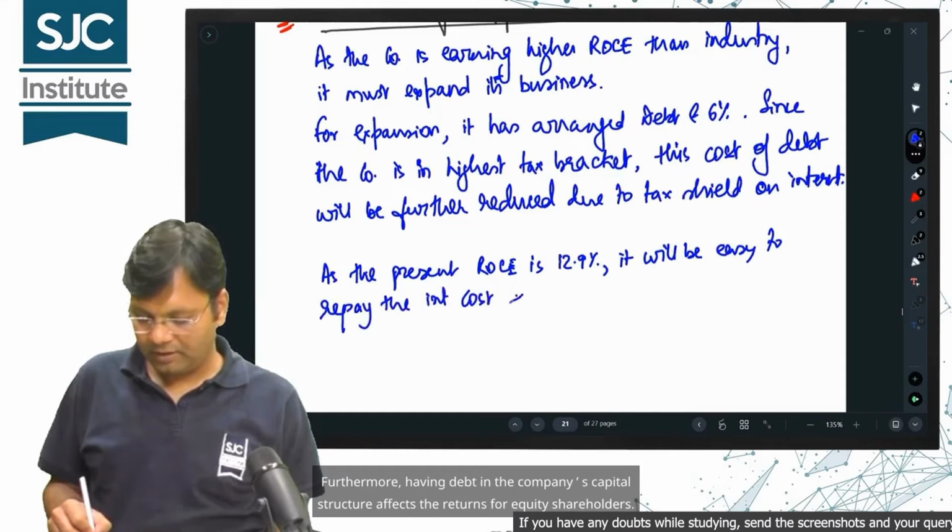In summary, a high ROCE not only makes it easier for the company to pay interest on its debts, but also increases the returns for equity shareholders through trading on equity.